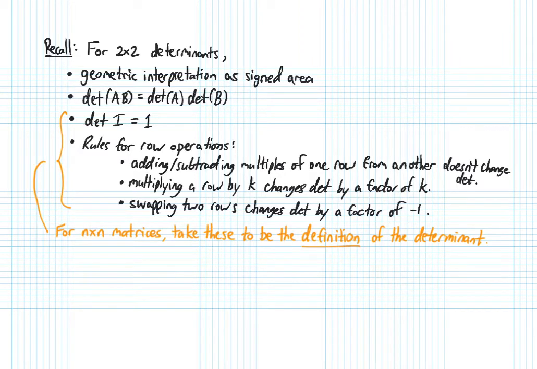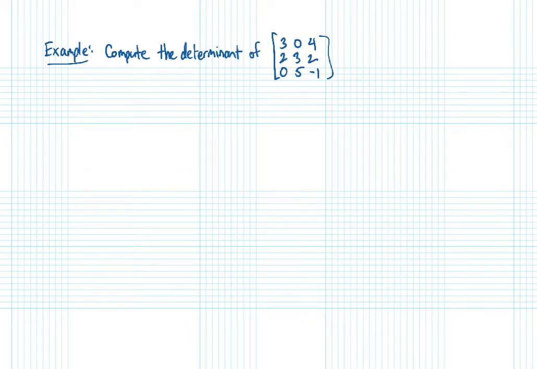These properties really do allow us to generalize the determinant to n by n matrices. In particular, the property of the determinant of the identity matrix being 1 plus the rules for row operations together can be taken as the definition of the n by n determinant. From that definition, we'll be able to derive the property that the determinant of A times B is the determinant of A times the determinant of B, and we'll be able to get a geometric interpretation from it. But first, let's go through an example where we use this definition to compute the determinant of a 3x3 matrix.